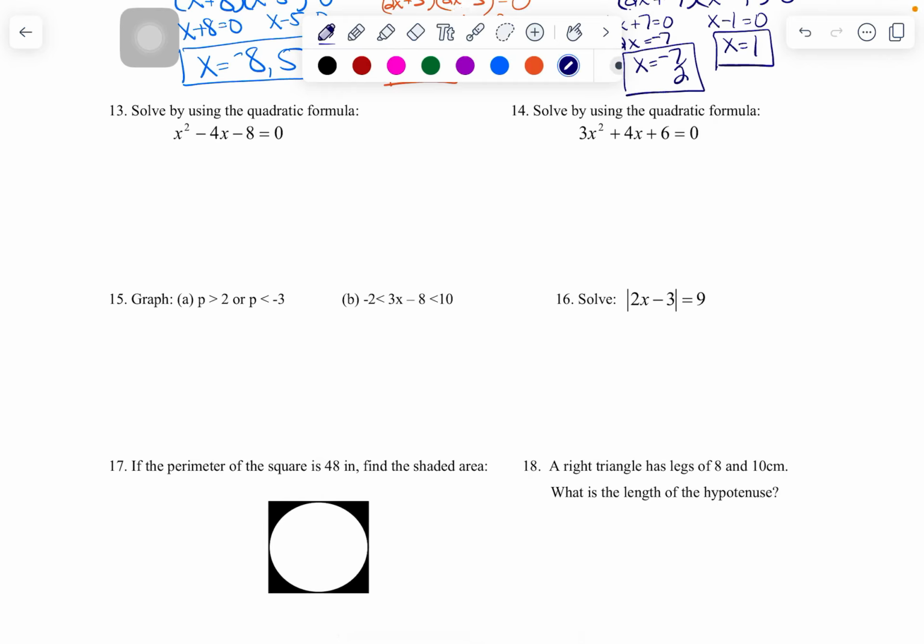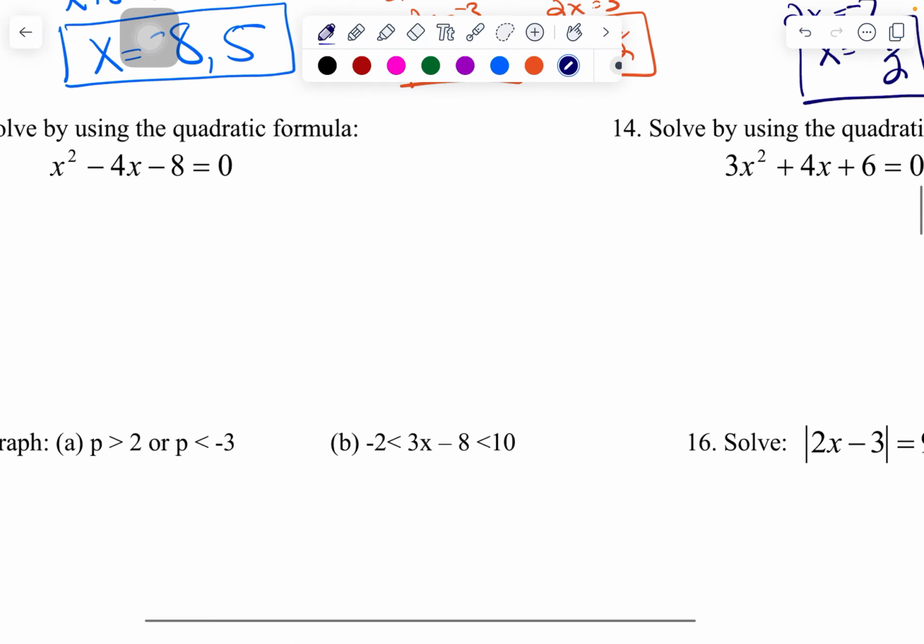All right, this is going to be part 2 of the review for applied. So I'm going to pick up where I left off. I finished number 12, so let's start number 13. 13 and 14 both ask you to solve by using the quadratic formula. So I'm going to put the quadratic formula right in the middle here.